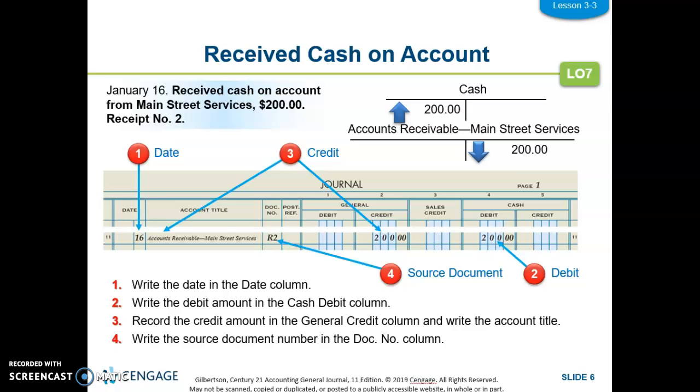On January 16th, we received cash on account from Main Street Services, $200, receipt number 2. Our two accounts affected by this is cash, which will increase with a debit, and accounts receivable, which will decrease with a credit. So for this one, we'll put in our date, which is the 16th, and we'll also put in our source document, which is R2. The account title is Accounts Receivable Main Street Services, which will receive our general credit, and then our cash debit will receive the $200 as well.